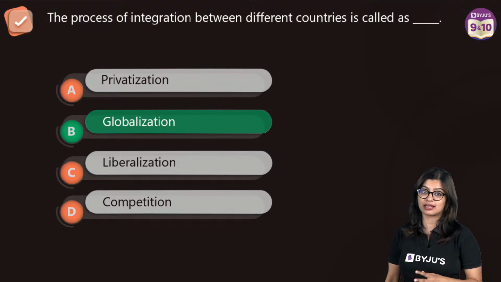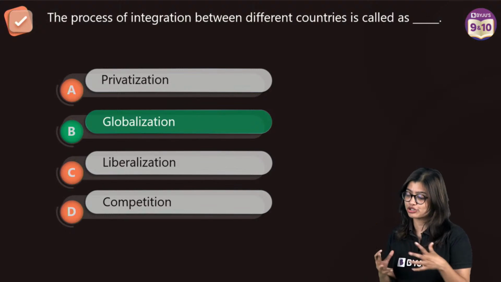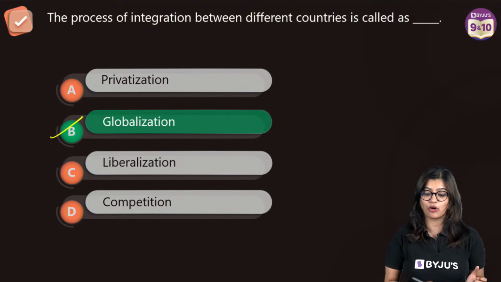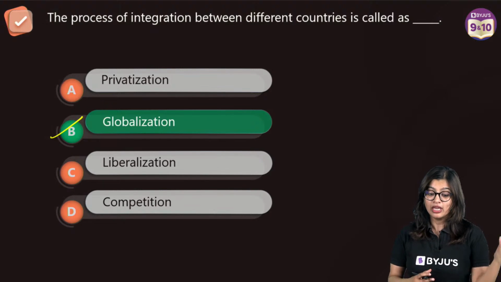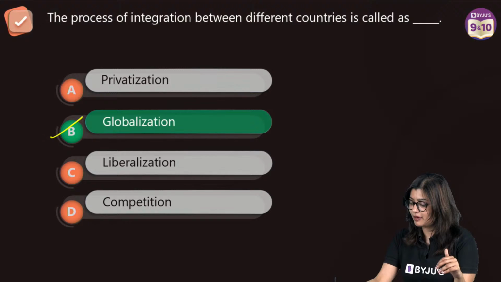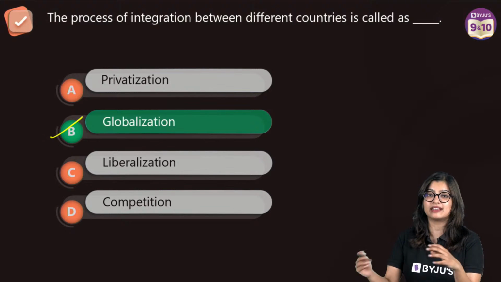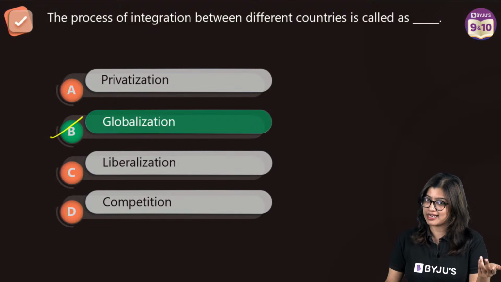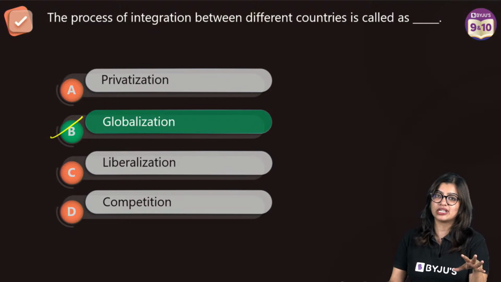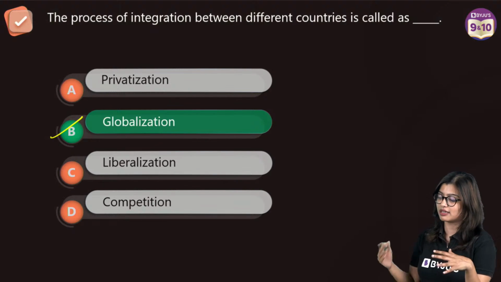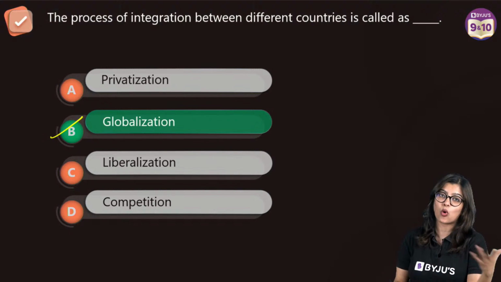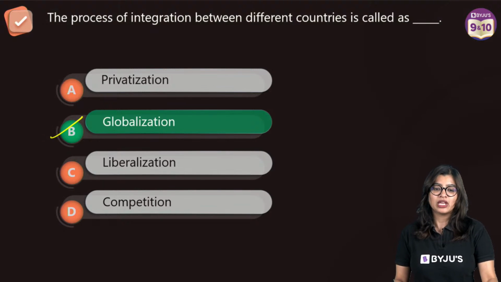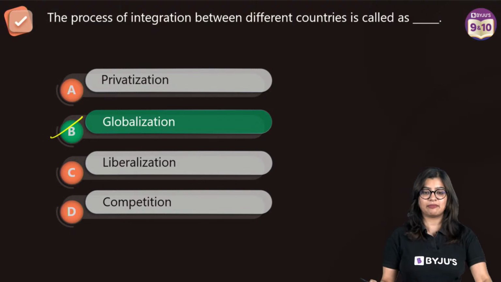So globalization is nothing but a process of integration of different countries, right? And your multinational companies play a very important role in this process of integration. Now, what is liberalization? Liberalization is with respect to trade where not a lot of restrictions are put on trading between different countries. Privatization is a slightly different concept, where let's say a government-owned business becomes owned by a private organization. Competition is nothing that we need to know, right? So this is very simple and easy peasy.